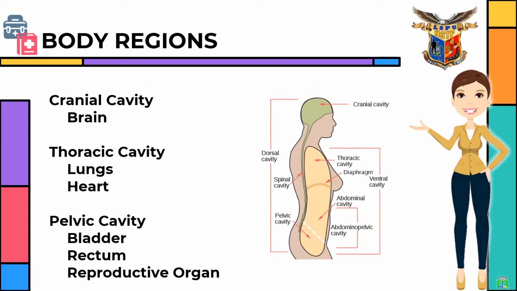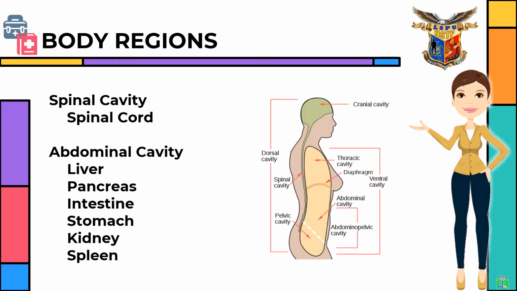The body regions. Cranial cavity. Includes brain. Thoracic cavity. Includes lungs and heart. Pelvic cavity. Includes bladder, rectum and reproductive organs. Spinal cavity. Includes spinal cord. Abdominal cavity. Includes liver, pancreas, intestine, stomach, kidney and spleen.